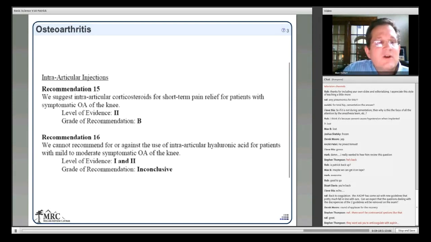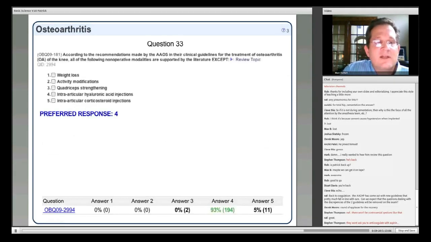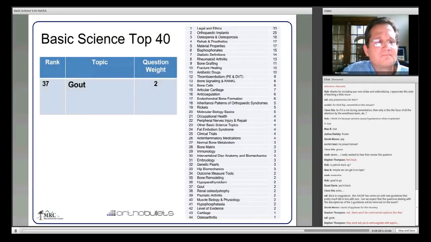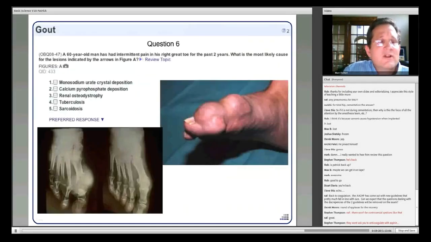And there was a recent article in the internal medicine literature about this as well. So the question is answer 4, and most of y'all got that right. Glad to hear that y'all aren't going to waste all of our tax money. The next topic goes along with arthritis. It's gout. It's a special time at gout.